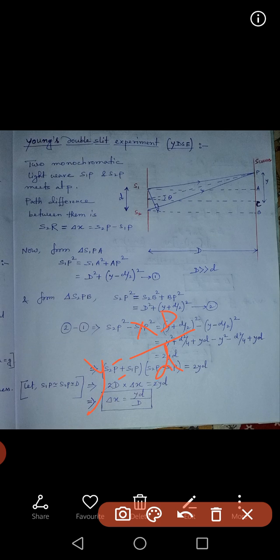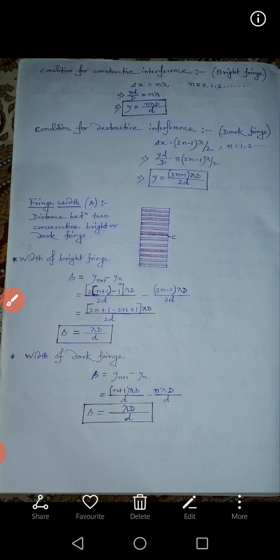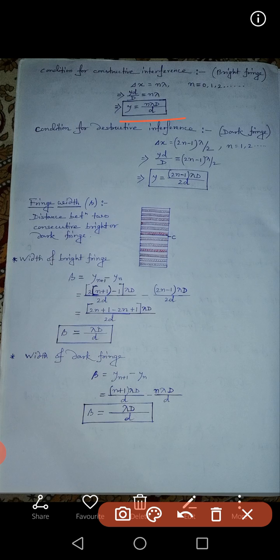So when this distance y from the center becomes this value, in that position we are going to get the next bright fringe. For n equal to 2, there will be 2 lambda D by d. In that position also we are going to get the next bright fringe. For n equal to 3, there will be 3 lambda D by d, and we get the next bright fringe. So in that way we get the bright fringes according to this formula. When n is 0, that is the central bright, n equal to 1 is the first bright, n equal to 2 the second bright, and it goes on like that.